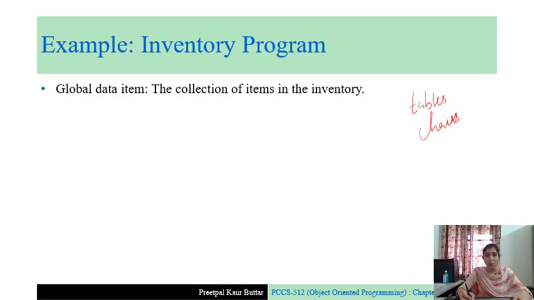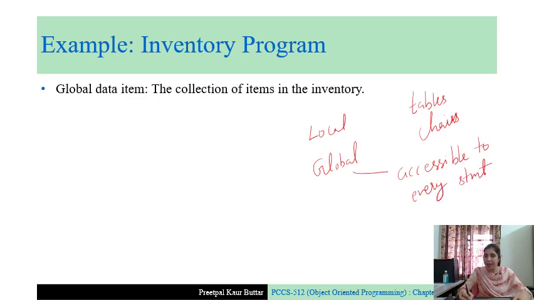Okay, so here we have some global data items and some local data items. So first of all, let us be clear about what are the local data items and what are the global data items. Global data items are accessible to every statement in the program. So every statement can access this global data and modify it.